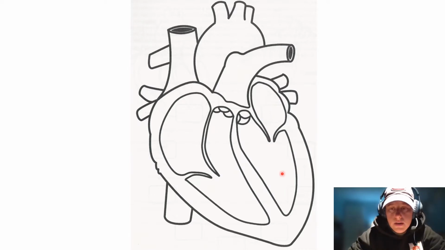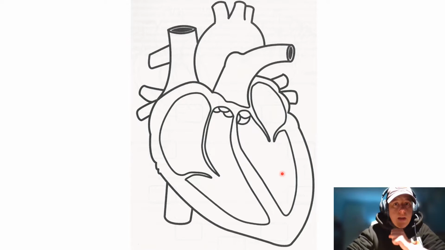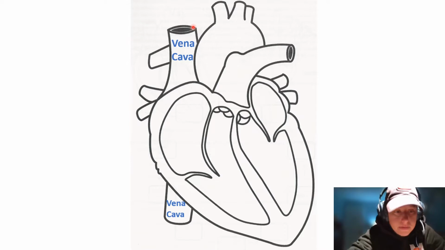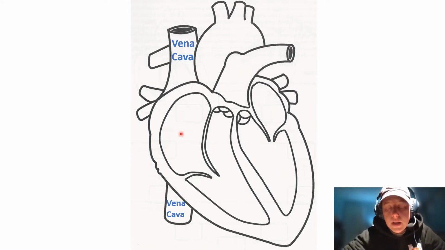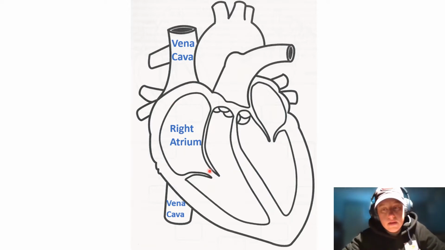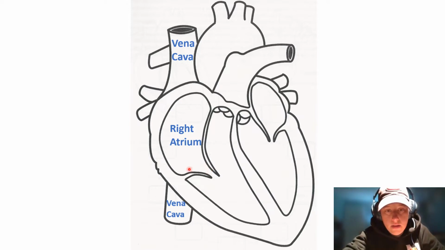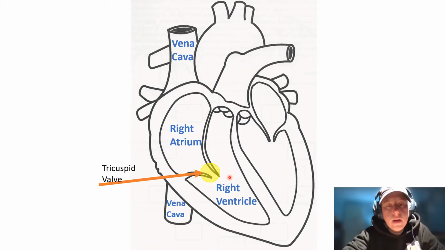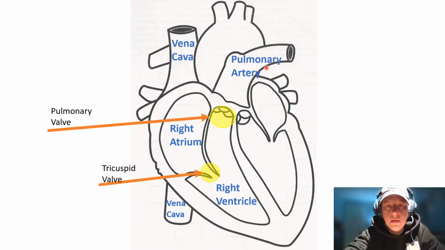So the first place that we have the pooling of blood is at the vena cavas. So we have a superior vena cava, which is right here, and an inferior vena cava, which is right there. The blood then pools into the right atrium, and then once you have the adequate amount of blood to open the valve, which is the tricuspid valve, it pools into the right ventricle. Then the right ventricle contracts. Blood flows through the pulmonary valve into the pulmonary artery.